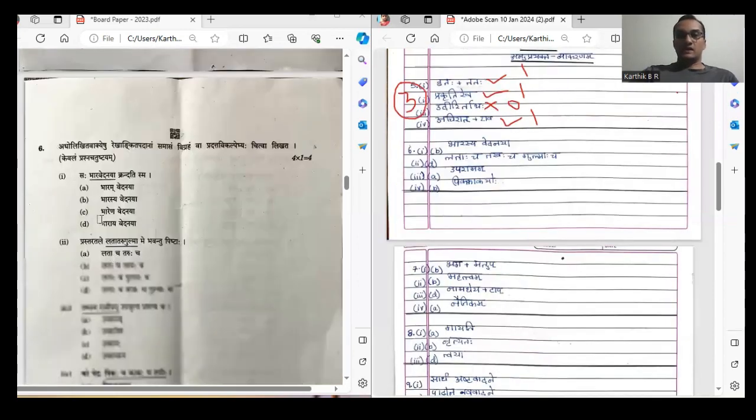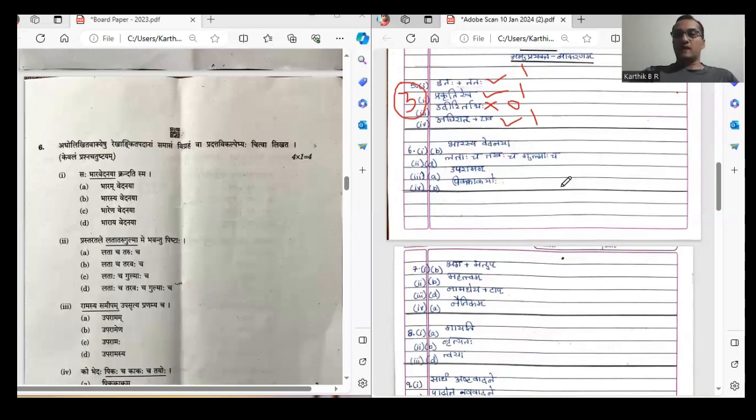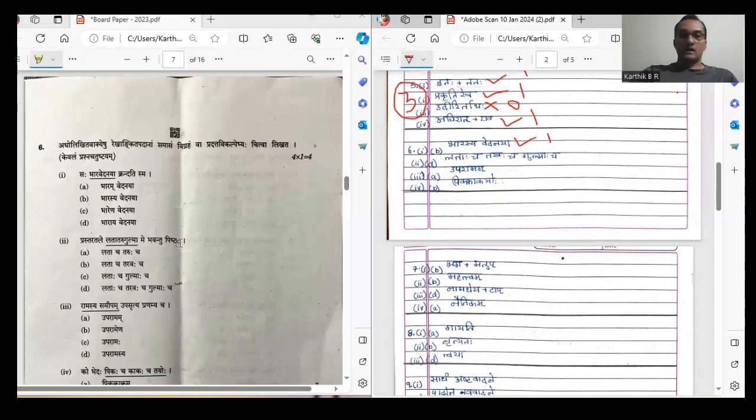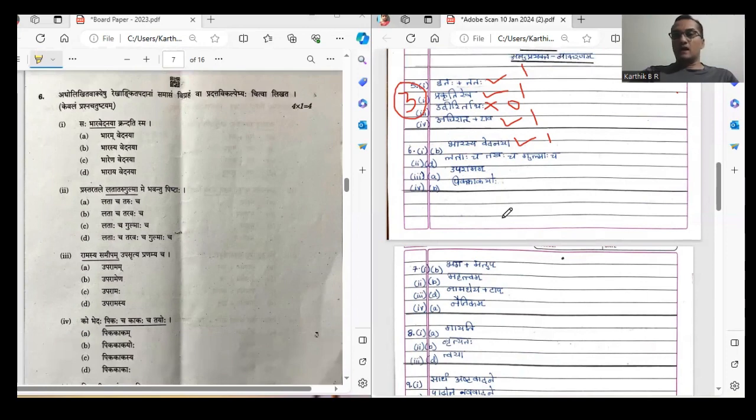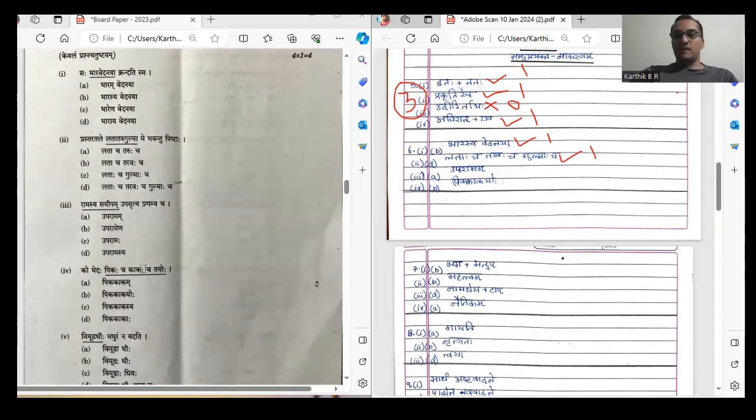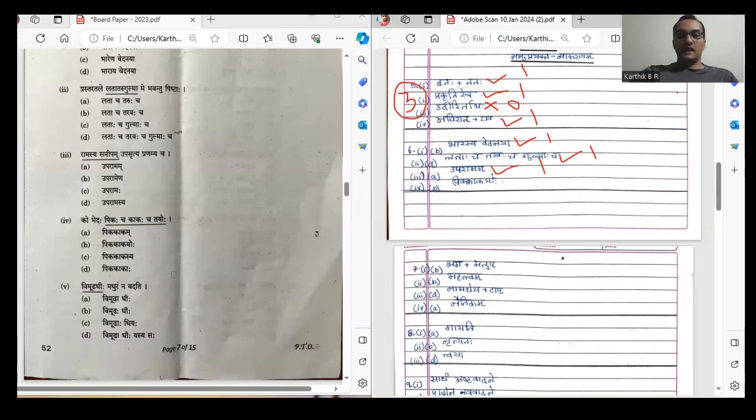Samasa questions. Saha bhara vedanaya krandati sma. Bhara vedanaya. Bharasya vedanaya. B is correct. 1 mark. Second question. Lata taru gulmaha. Lataha cha, taravaha cha, gulmaha cha. D is the correct answer. 1 mark. Then Ramasya samipam uparamam. A is the correct answer. 1 mark. Pikahacha kakahacha tayoho. Pika kakayoho. B is the correct answer. 1 mark. So in samasa, all 4 are correct. So 4 marks are given.